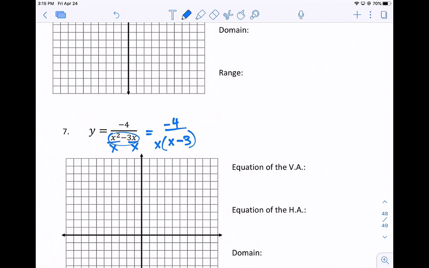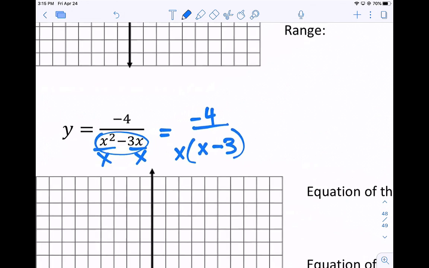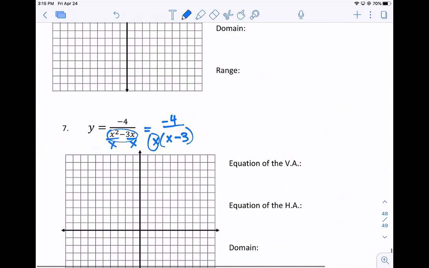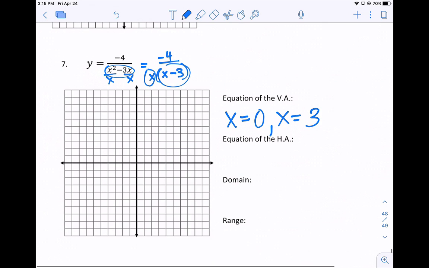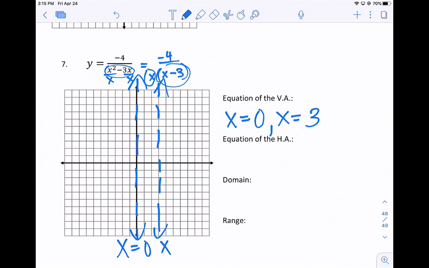The vertical asymptote is what makes the bottom 0, and there's 2 of them here. The first one is at x equals 0, and the second one is at x equals 3. So it's like finding the zeros. Okay, so if we were to sketch that, at x equals 0, there's your vertical asymptote, and at x equals 3. 1, 2, 3. Okay, so here's x equals 3.